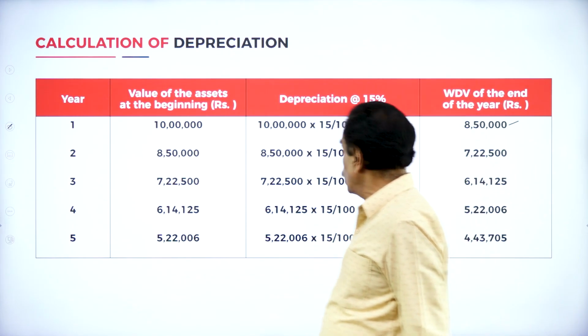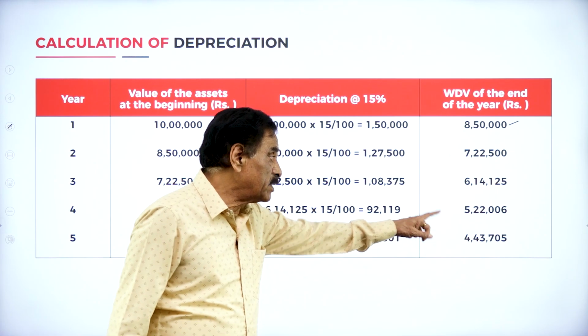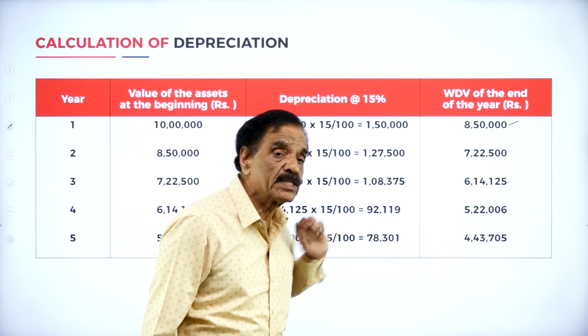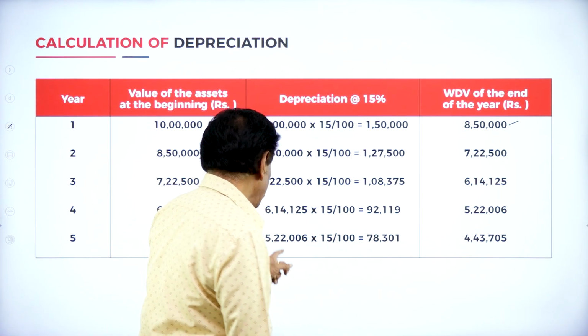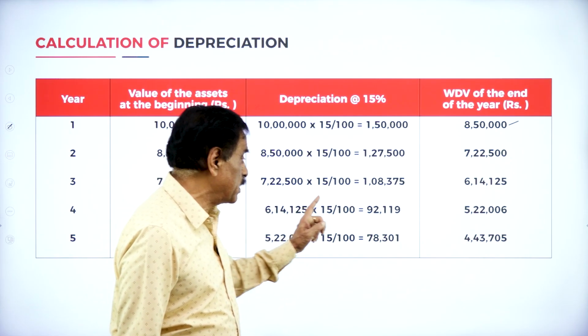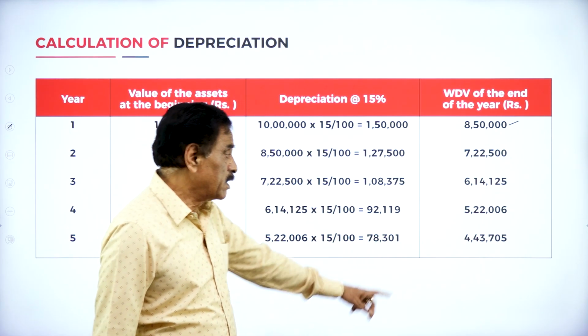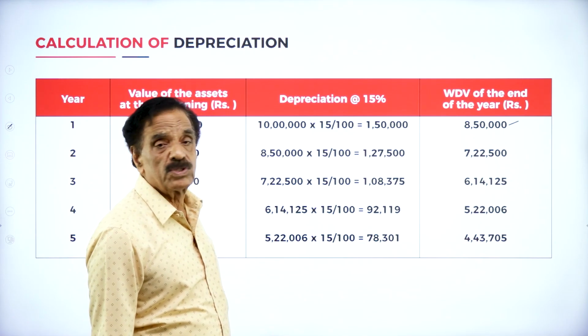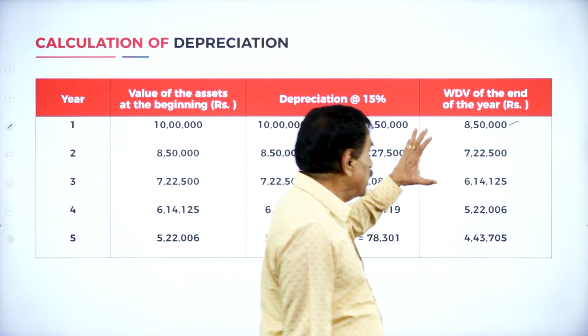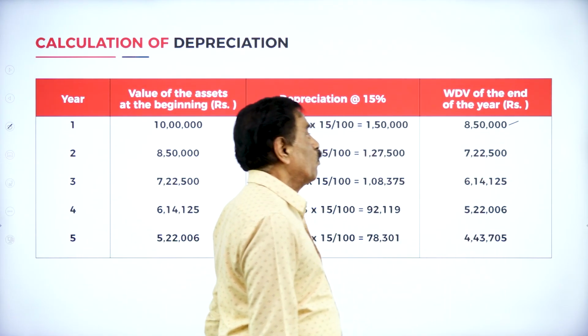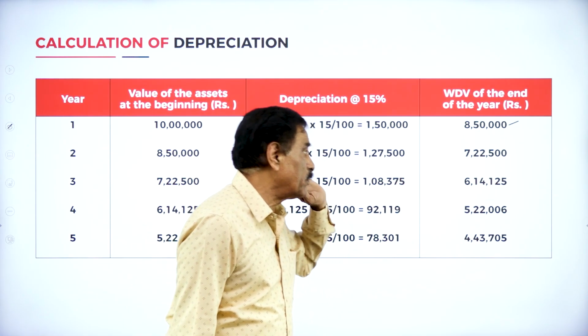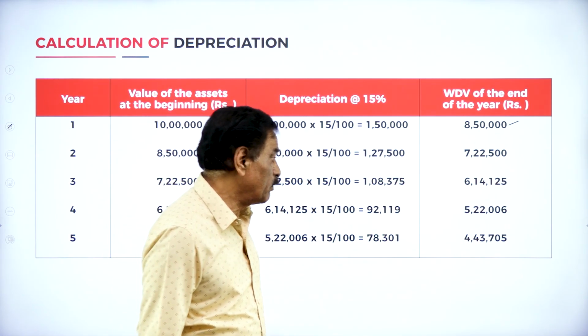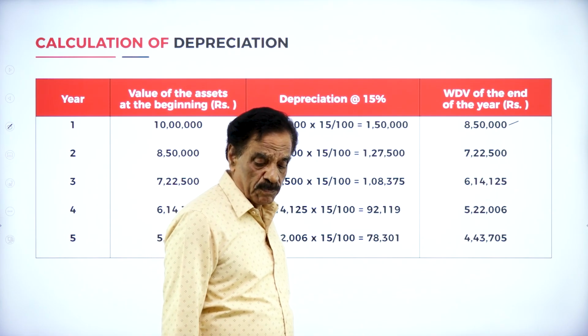15% is 92,119. The balance is 5 lakh 22,006. On 5 lakh 22,006, 15% is 78,301. The balance is 4 lakh 43,705. So this is the balance at the end of each year: 8 lakh 50,000, 7 lakh 22,500, 6 lakh 14,125. This is the balance you got.